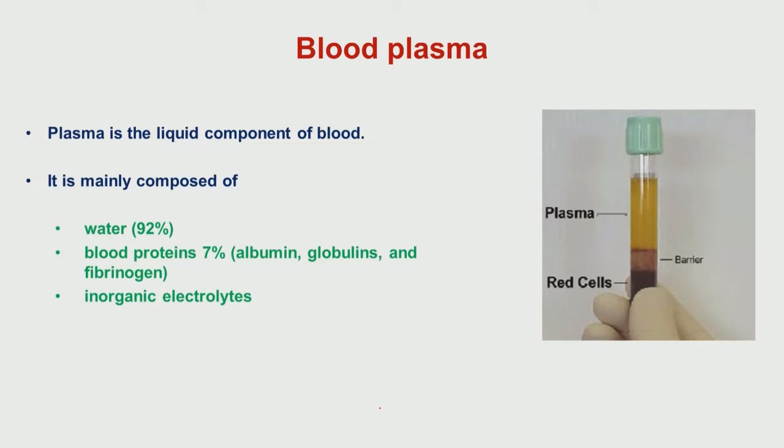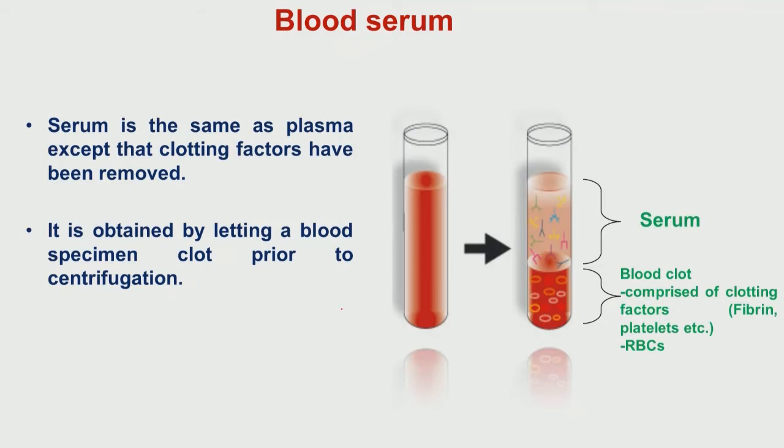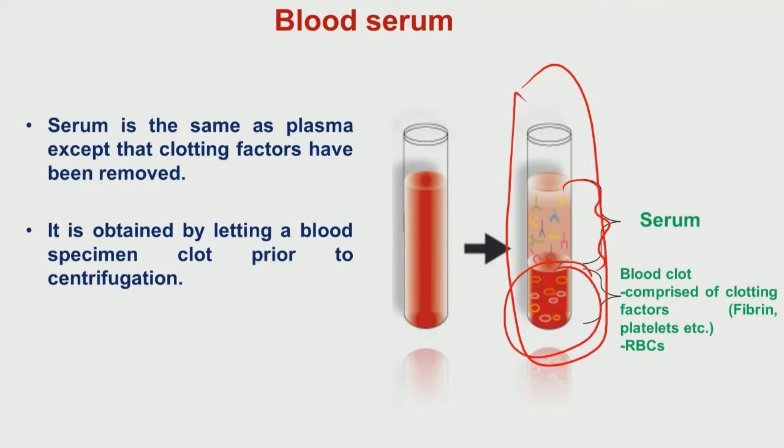So, content wise, blood plasma is a liquid component and it has 92% water, and it has other proteins, like 7% protein, like albumin, globulins and fibrinogen, and other inorganic electrolytes. If you see this normal test tube, if you take your human blood, then you see the top part, that is the serum, and in the bottom part a lot of cells concentrate and settle down in the bottom part of the test tube.